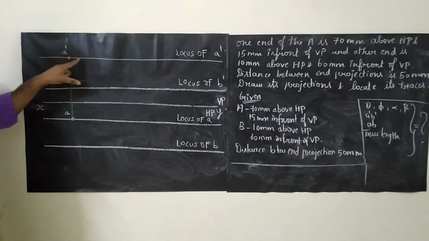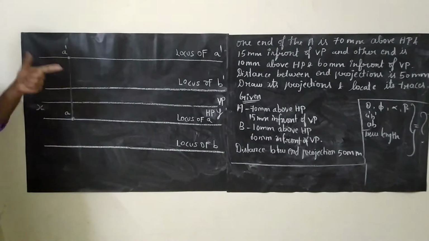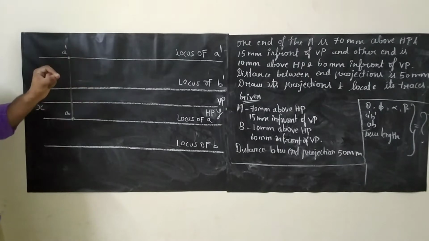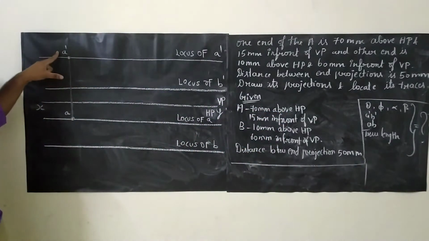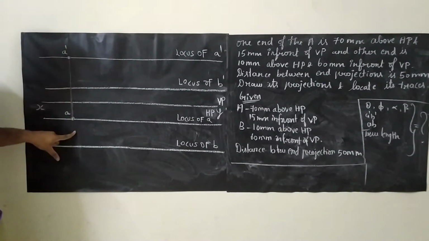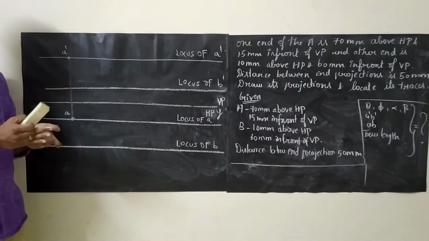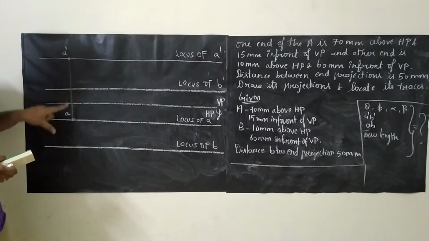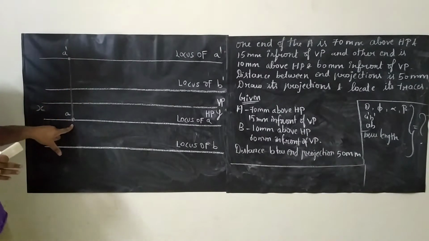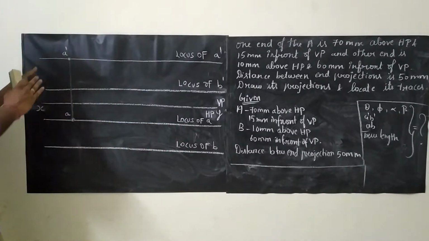We can keep the point A dash anywhere on this line for above HP. So keep a point as A dash. See to it that A dash and A lie on the same vertical line. Try to extend it vertically. If possible, use a scale and draw. No need to draw this line, just keep your scale. See to it that A dash and A lie on the same line, and this point should lie on the locus of A. Now we have determined A dash and A.